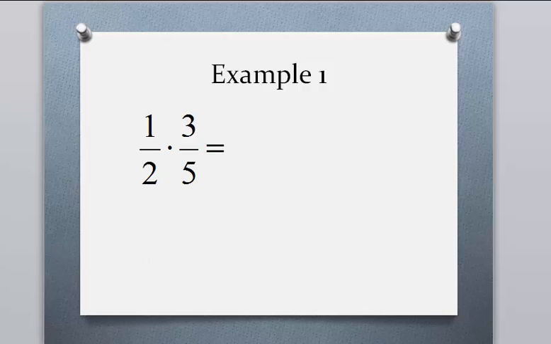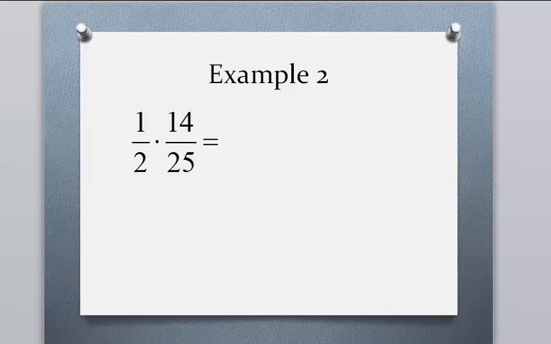In this particular case, I can just multiply across the numerators and across the denominators to get my solution. 1 times 3 is 3, and 2 times 5 is 10. So 1/2 times 3/5 is 3/10. There's no number that will divide into both 3 and 10, so that is simplified, and I'm finished with example 1.